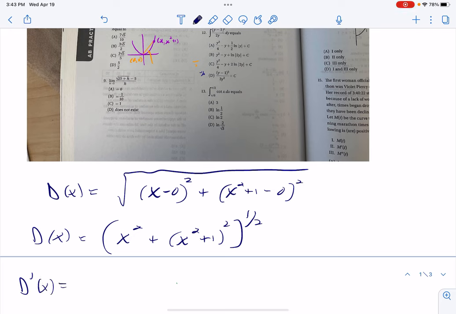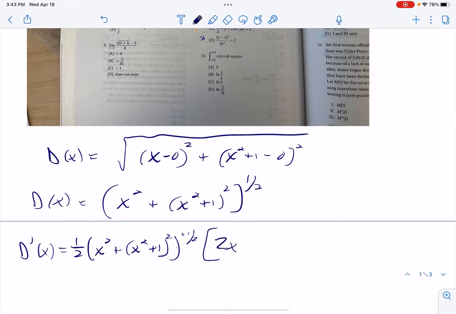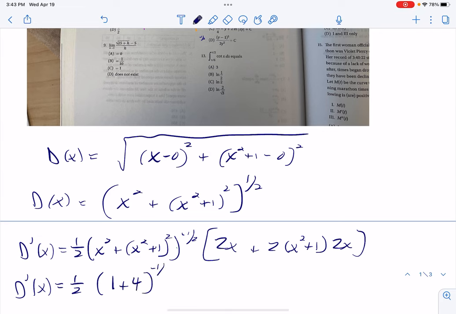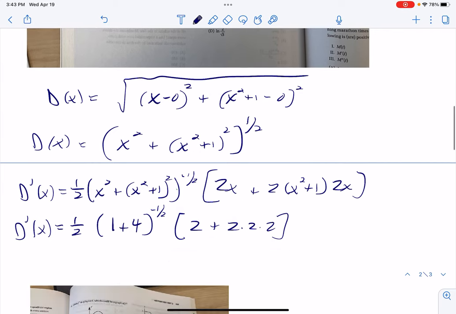So d prime of x is 1/2 times this whole thing to the negative 1/2 times the derivative of the inside. If I plug in x equals 1, I'll try to do it cleaner this time. Here I have 1 plus 1 is 2, square that is 4. And then here we have 2 plus 2 times 2 times 2. So this looks like it's 1/2 times 5 to the negative 1/2 times 2 plus 8, which is 10. So this works out to 5 over root 5, which is actually root 5.